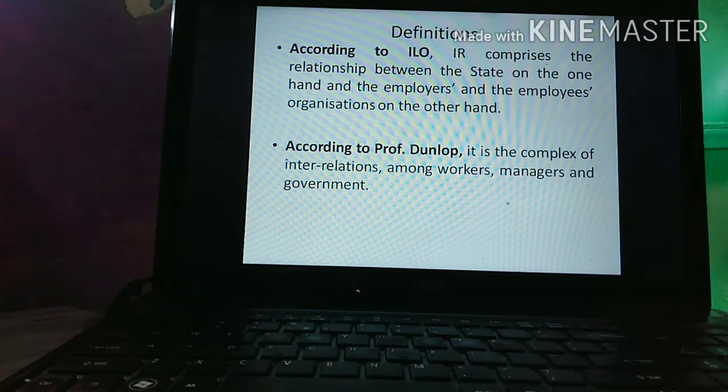So these are all issues which impact the relationship between the employer and the employees. In the organization, the relationship between the employer and the employees is not so simple. A lot of hard work is needed to make the relationship harmonious. That's why Professor Dunlop has mentioned that IR is the complex of interrelations among workers, managers and the government. I hope you people are understanding.